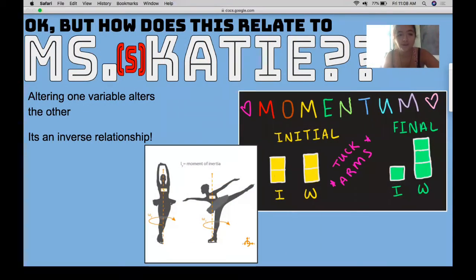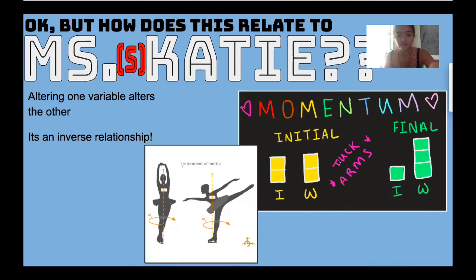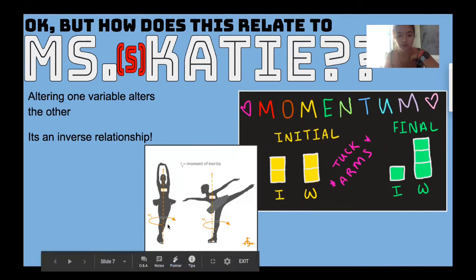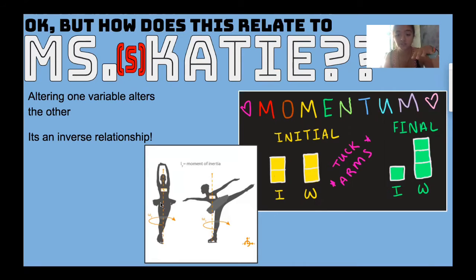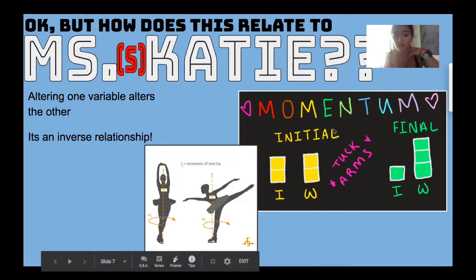Okay, so how does this relate to Miss Katie, Miss Figure Skaty? Well, when her legs are stretched out, the mass is further from the axis of rotation, which is the dotted line in the middle, as you can see in this picture. And this is the initial position on the momentum bar chart right over here. This one is the initial.